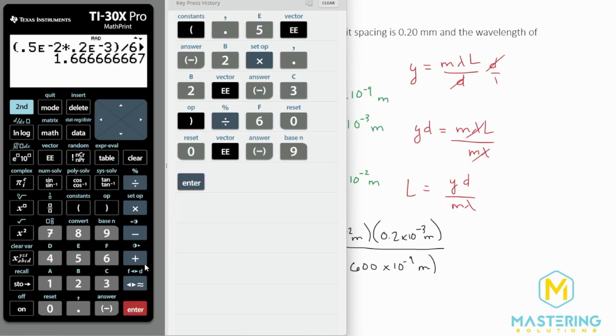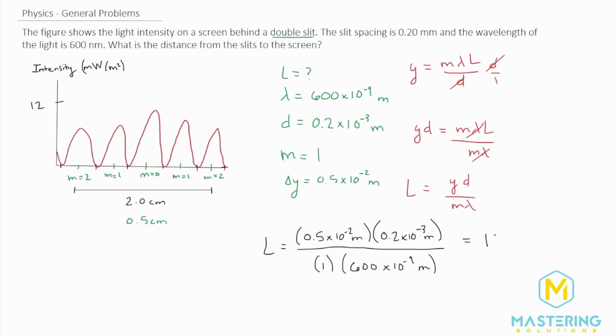So our answer for L, or the distance from the slits to the viewing screen, in meters, is 1.66 meters. So let's put it in centimeters, 166.6 centimeters, and we'll round it to 170 for 2 significant figures. So 170 centimeters rounded is our distance to the viewing screen from our double slit.